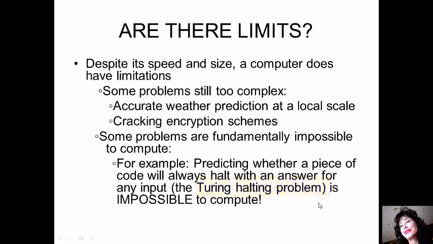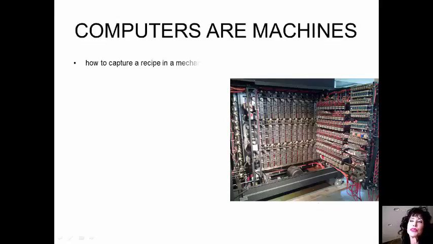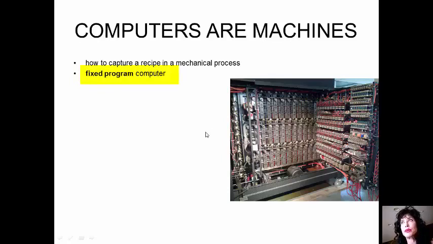That's impossible to compute. Computers are machines. So the question is going to be, how do we capture a recipe in a mechanical process? And it turns out, if you study some computer history, there were two kinds of computers. The first was the fixed program computer. An example of that is a handheld calculator that's not programmable. It's fixed. You can do certain operations like adding, subtracting, multiplying, and dividing, but you can't do anything else.